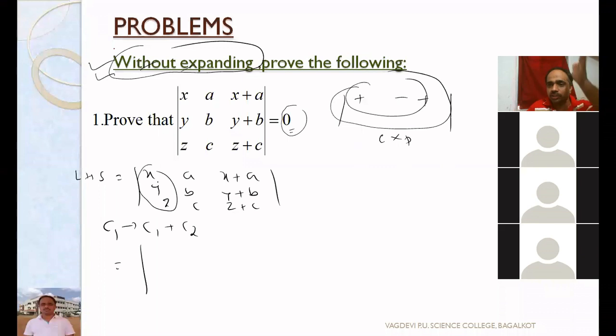Vertical arrangements are called columns. Horizontal arrangements are called rows. This is C1, this is C2, this is C3. C3 is not changed, only C1 and C2. C1 changes to C1 plus C2. So the second column is to be added to the first column.